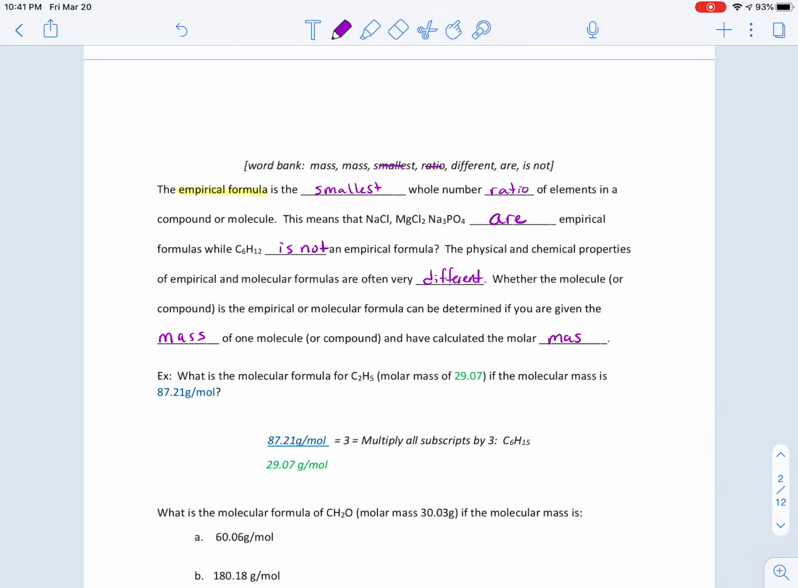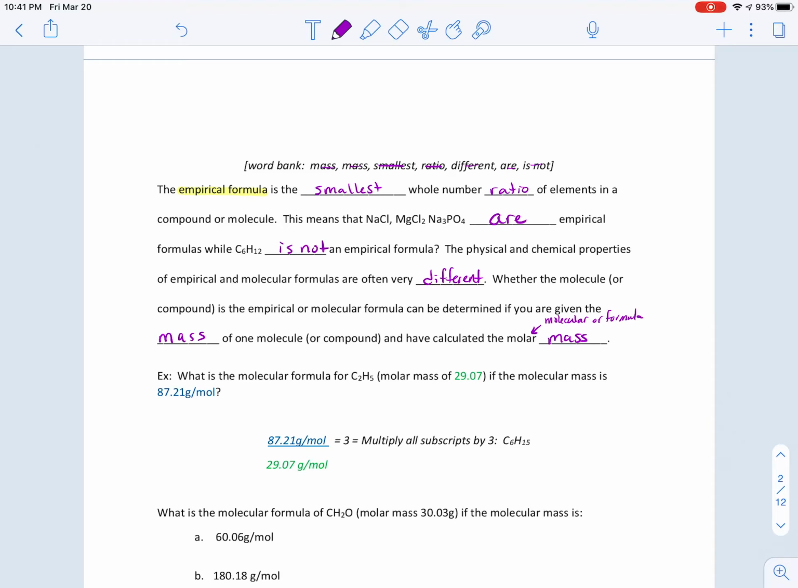mass of one molecule or compound and have calculated the molar mass. This is the same thing as saying molecular mass or formula. It's meaning get that number off the periodic chart.